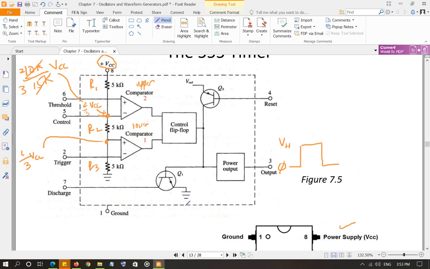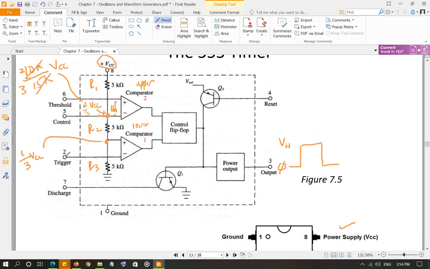Basically, as I said, the main two voltages that you have to be careful about are this voltage, which will be 1/3 of VCC, and this voltage, which will be 2/3 of VCC. So let's look at this figure instead of reading that. Let me explain. Observe, if the threshold is greater than 2/3 of VCC at the upper comparator, then the VD is going to be greater than 0. So the output of comparator 1 will be 1.